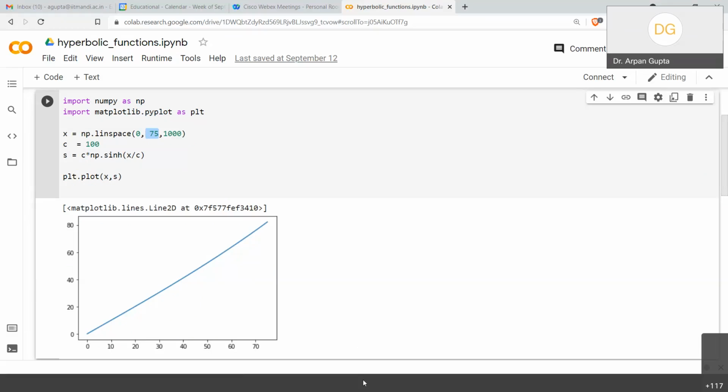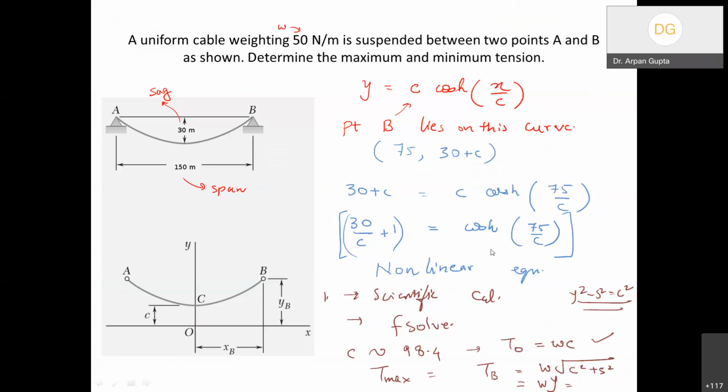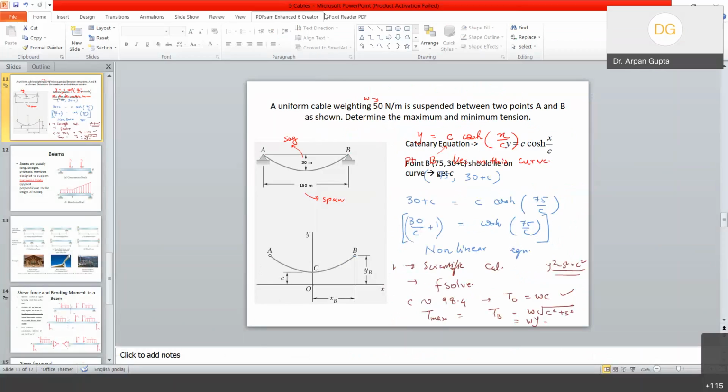If you remember this example, we did this for 75 meters. If we see this example again, although I have scribbled on it, this distance xb was 75. And if we plot this curve, we can calculate how much length of transmission line is present between C and B.